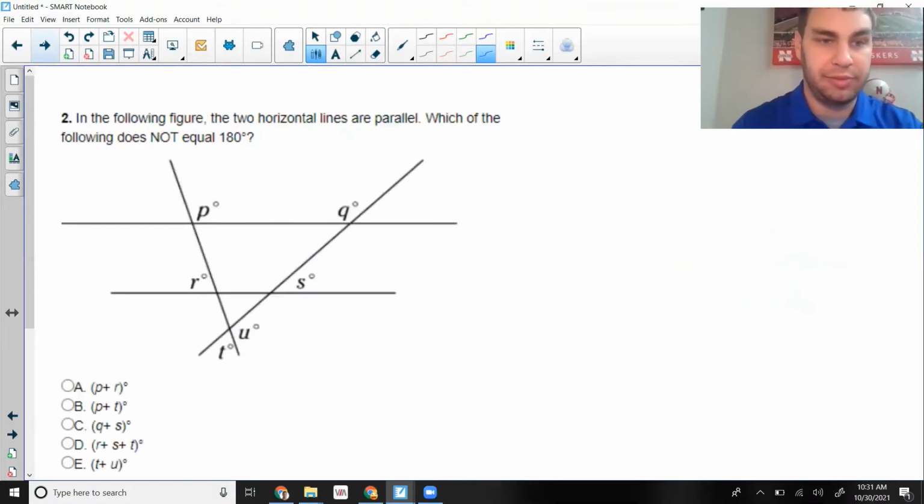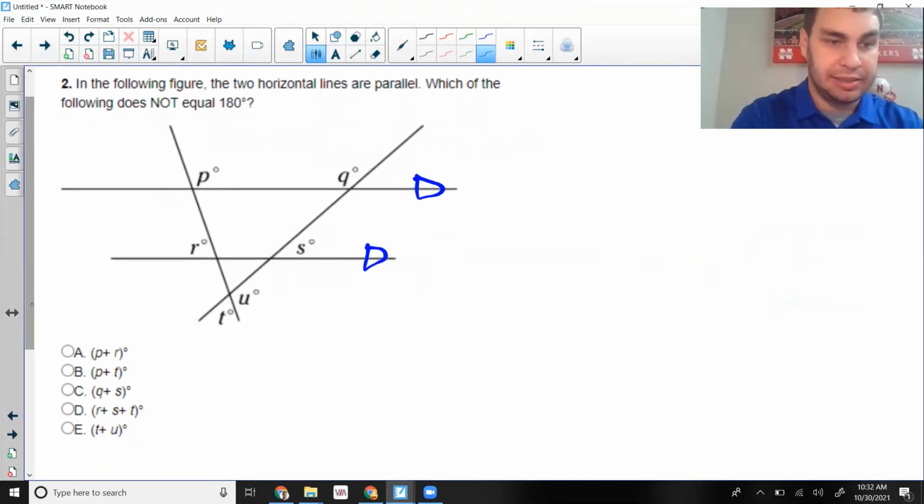Question 2, it says in the following figure, the 2 horizontal lines are parallel, this one and this one. Which of the following does not equal 180 degrees? Well, let's just go through these and see if they work. So here it says letter A is P plus R. Yeah, those will add up. We have an obtuse and an acute, and when these 2 lines are parallel, the acute plus the obtuse does equal 180, so A works.